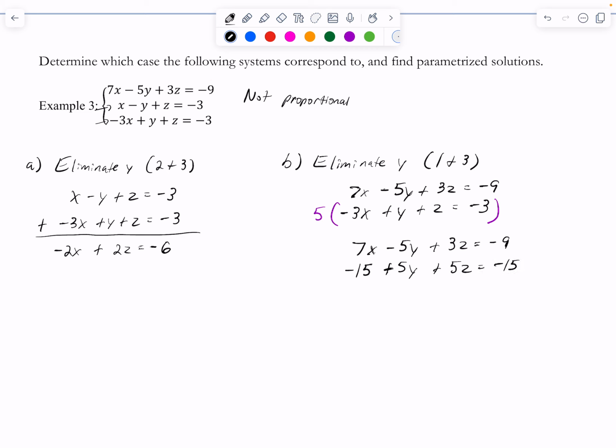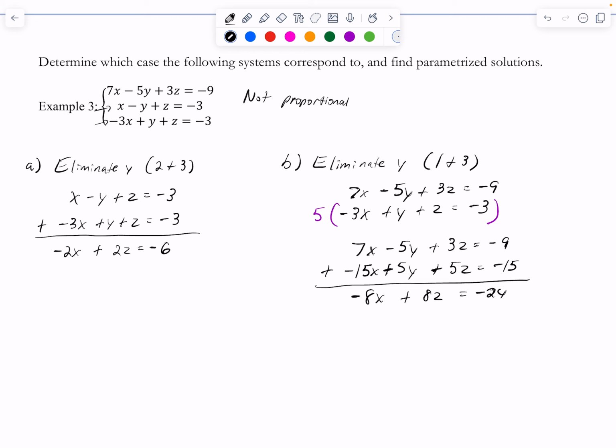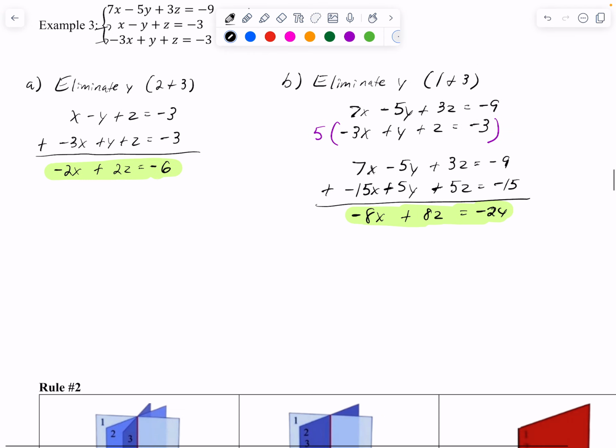And we get a chance to eliminate by adding. 7x plus -15x is going to be -8x. The y's are gone. 3z plus 5z is 8z. And then -9 plus -15 is -24. Okay? So like we had in that very first example, now I've gotten to a place where I just have two equations that have those same two variables. So I can go ahead and move them together, right? So it's -2x plus 2z equals -6, and -8x plus 8z equals -24.